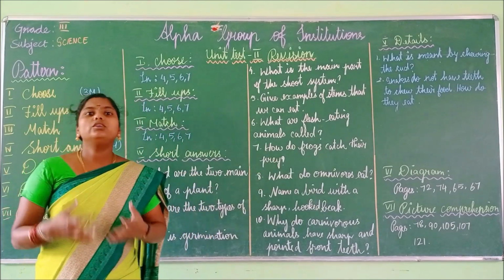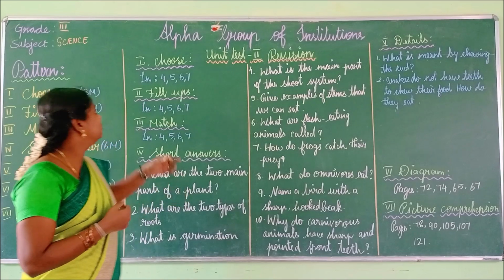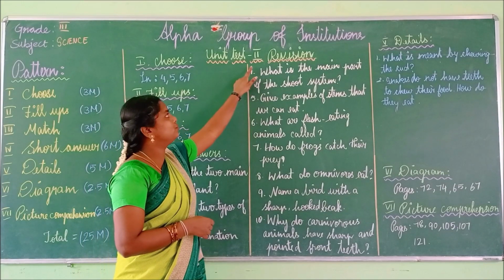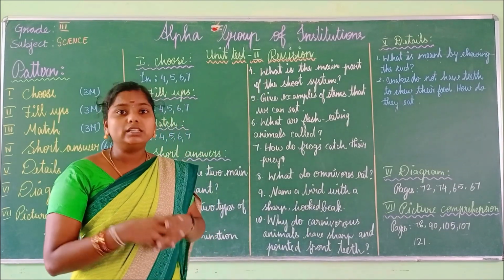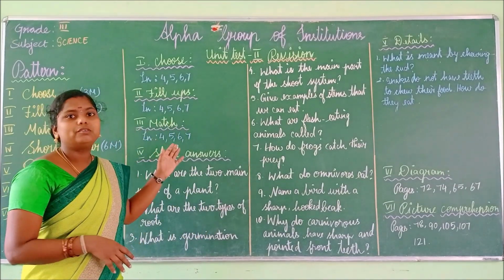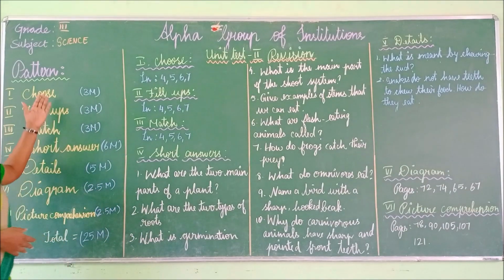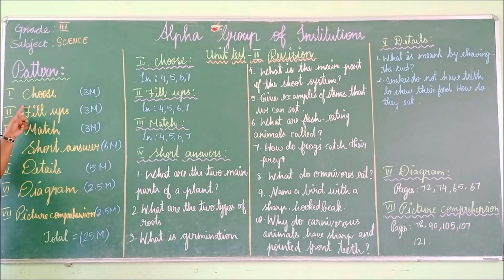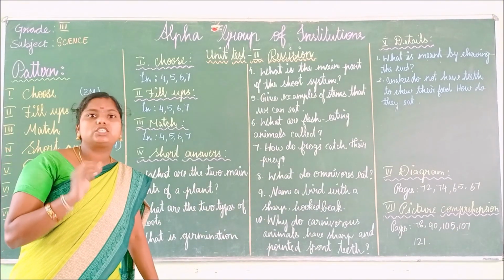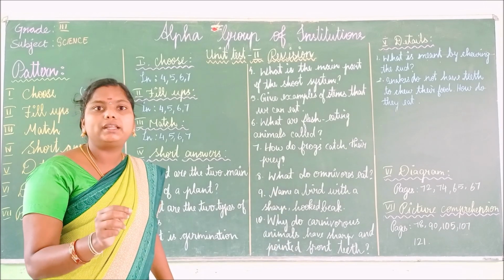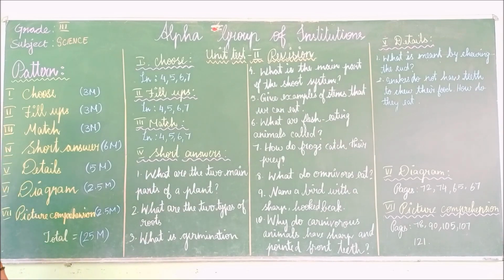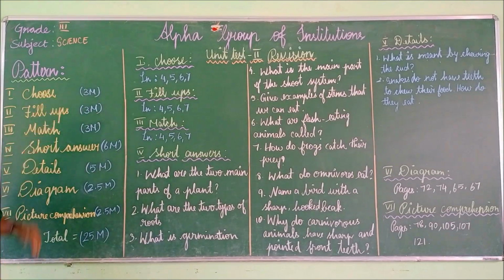So today we are going to revise lesson number 4, 5, 6 and 7 for your unit test 2 revision. Shall we start our revision? Yes or no? Yes. So now first I will just explain you our pattern. First one, choose for 3 marks. There will be 6 choose for you. Each choose will be containing half marks. So that's why 6 into half is equal to 6 choose which will be for your 3 marks.